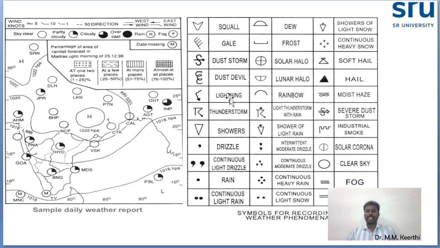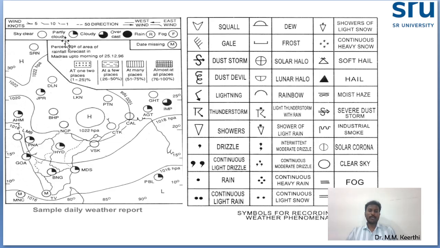This down arrow mark is lightning. This triangular with the black color means hail. This empty circle means clear sky. You see here they indicated this all. So clear sky means empty circle.